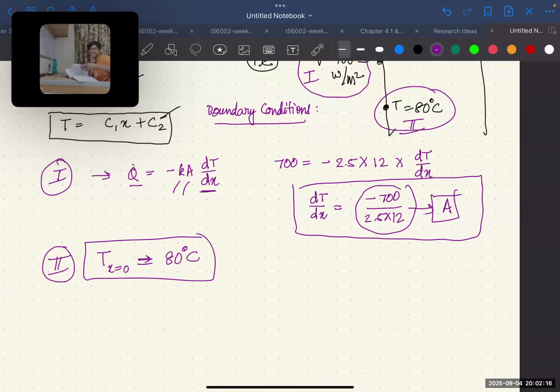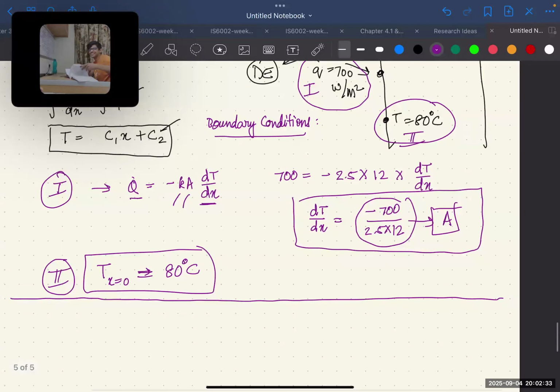Okay. So we have just expressed the boundary conditions and the differential equation. Part A is done. Part B, they are saying obtain a relation for the variation of temperature in the wall by solving the differential equation. Okay, they want us to solve the differential equation. We already solved it. We got T equals C1x plus C2.